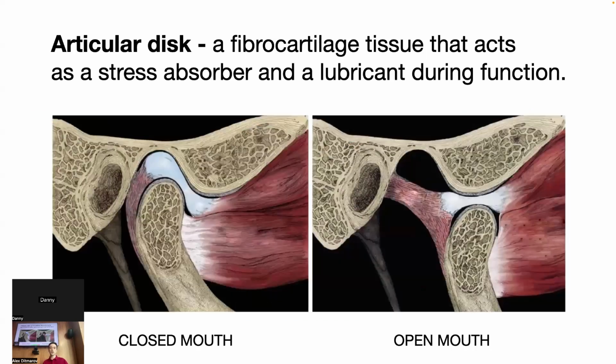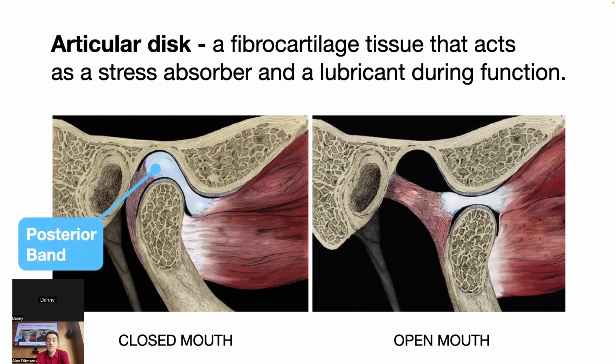What is an articular disc? It is a fibrocartilage tissue that acts as a stress absorber and a lubricant during function. On the first picture, that's how the disc looks with the mouth closed, and on the second picture, that's how the disc looks on opening of the mouth. Sometimes it looks like this, sometimes it looks a little bit different. We'll talk about it in a while.